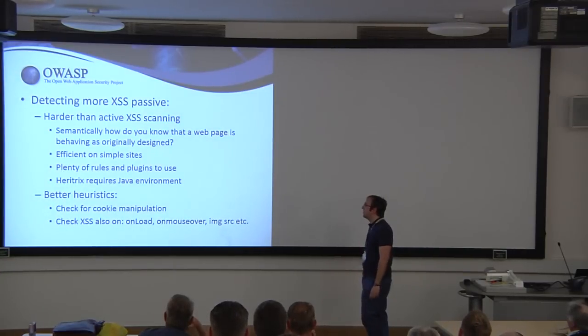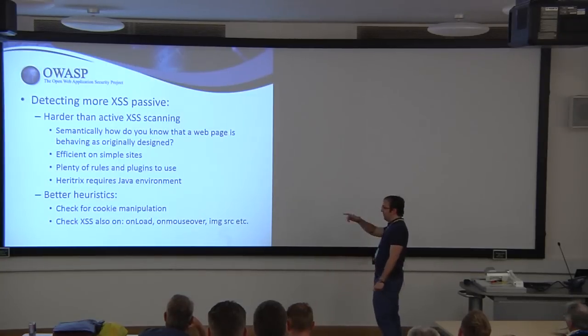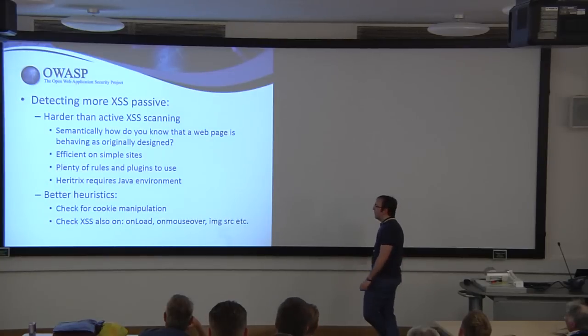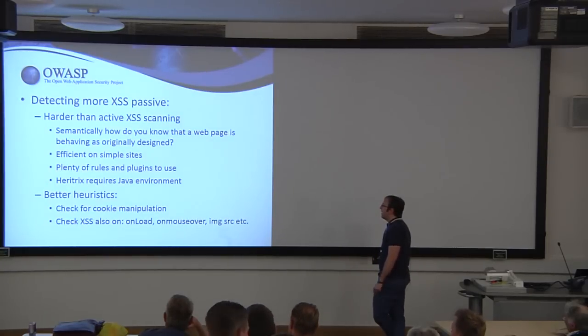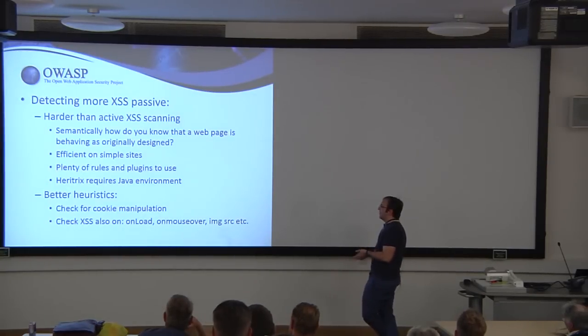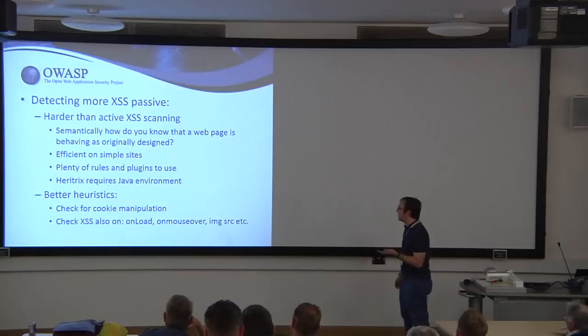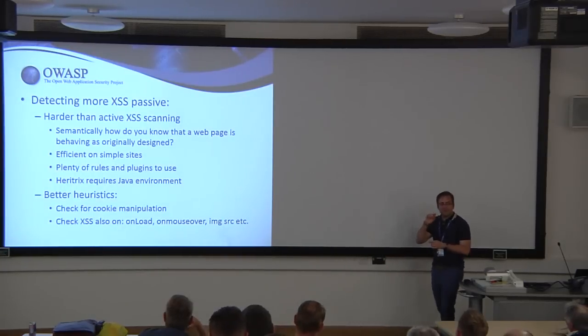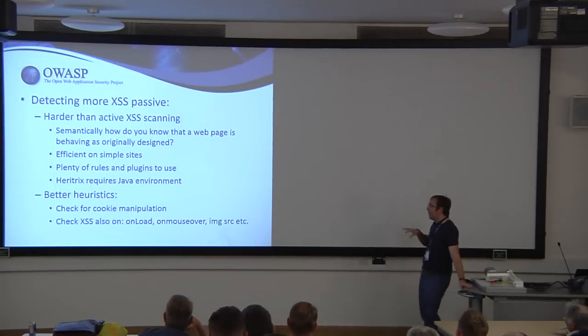Heritrix requires a Java environment, and there are plenty of rules and plugins you can use. There are things I haven't done yet, like checking for cookie manipulation, and checking cross-site scripting on other events like onload, onmouseover, image sources, and other things. I think OWASP has a list of common XSS manipulations that, if I have time, I'll put in the system so I can detect those.